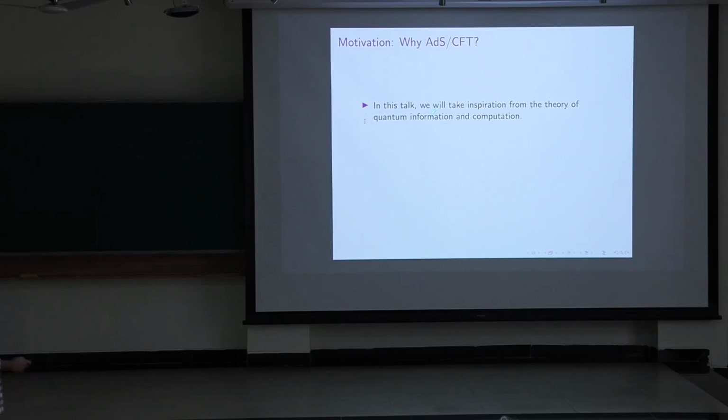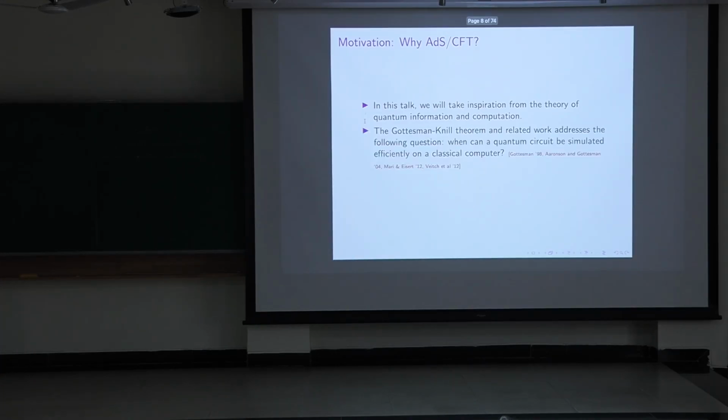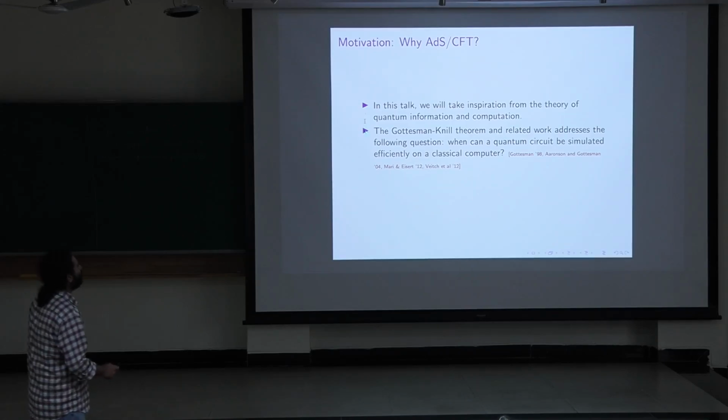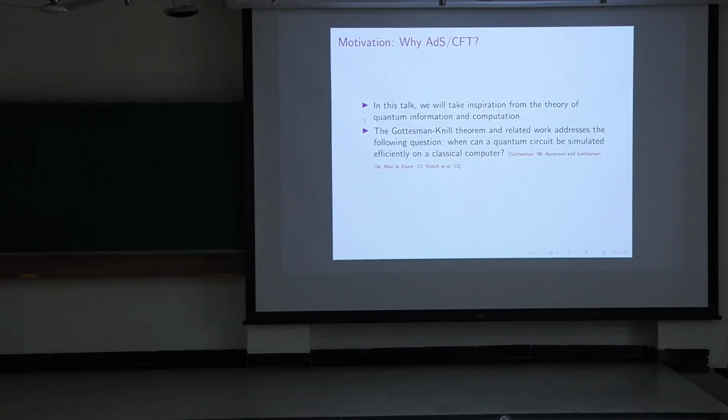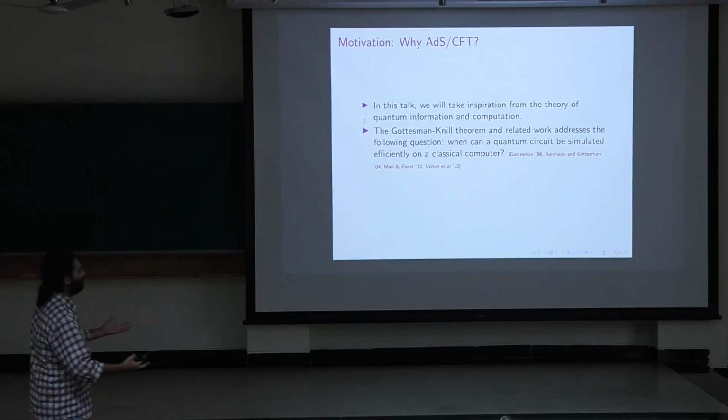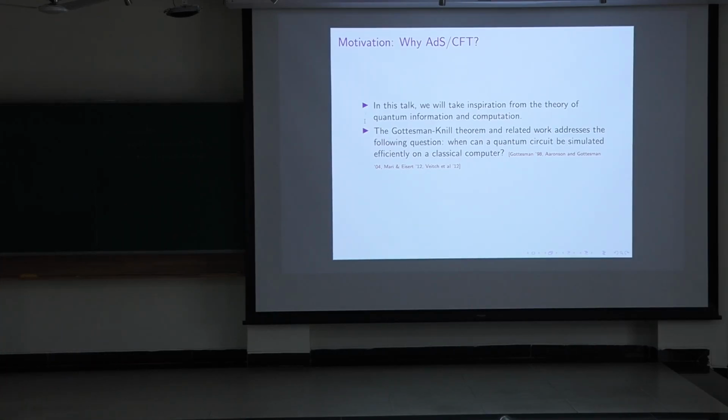So in this talk, we are going to take inspiration from some work in the theory of quantum information and computation. In particular, there is this thing called the Gottesman-Knill theorem. I'll tell you more about it as we go along. Roughly speaking, this theorem addresses the following question. When can a quantum circuit be simulated efficiently on a classical computer? This is their version of asking the question, when can a quantum time evolution be classical? From their point of view, a quantum time evolution is classical when the circuit can be simulated efficiently on a classical computer, and this theorem addresses when that can happen.